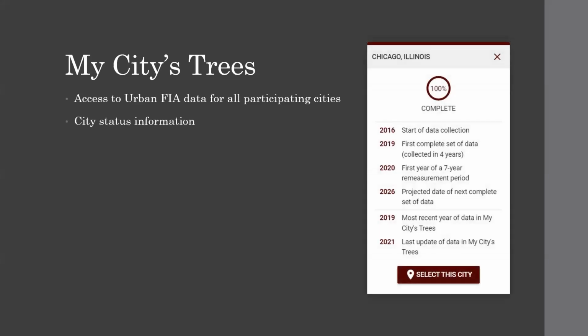Just a quick overview of the purpose of the application. As I said, it gives access to all the data. You can also see status information for the cities. I have here as an example the pop-up for Chicago. You can see, as Shauna said, data collection began in 2016. That cycle was completed in 2019, and we put the data into My Cities Trees in 2021.